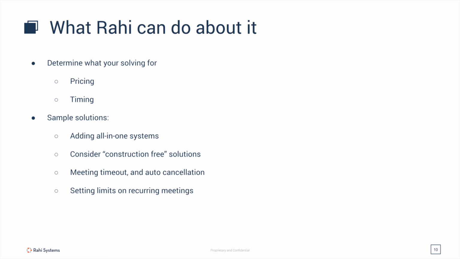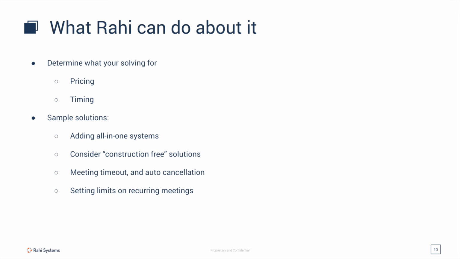A few sample solutions for your consideration. Adding all-in-one touchscreen systems to the offices of employees who are frequently in meetings on their own. You might consider construction-free solutions that combine furniture and AV solutions, like phone booths, rooms in a box, etc. These furniture solutions are plug-and-play and don't require you to get a permit for construction.